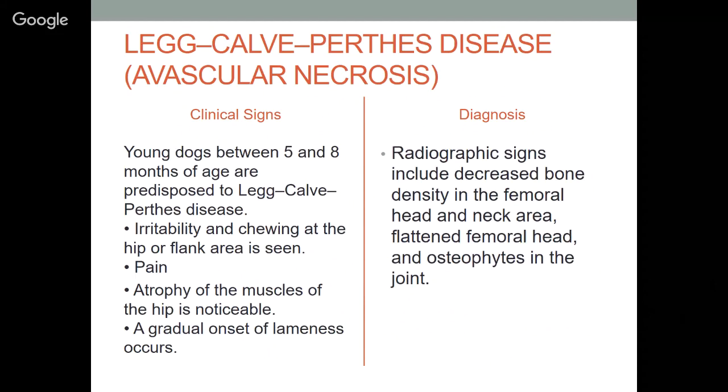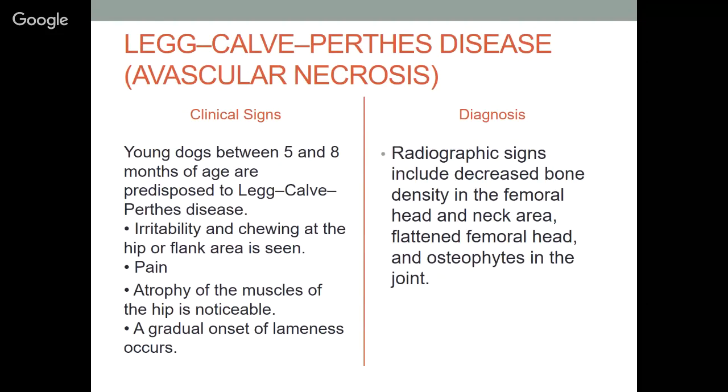You'll see irritability and chewing at the hip or flank area. So not always will you see lameness, but you'll start to see they'll chew at that area because it just is painful. So we see pain, atrophy of the muscles in the hip noticeably, and a gradual onset of lameness. So it won't happen all of a sudden.